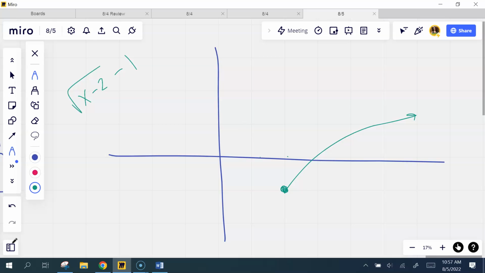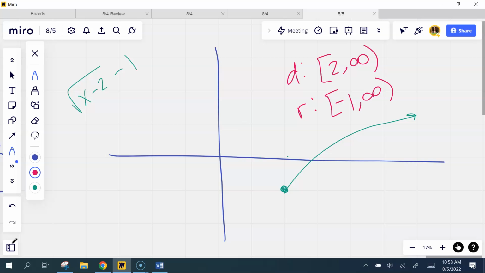Domain. That's not an acceptable domain. Okay, wait. Bracket 2 to infinity. That's right. Range. Good job.